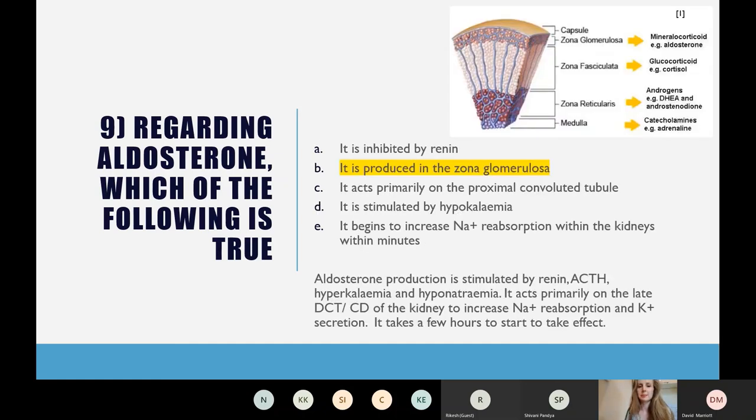So yeah, the correct answer is B. It is produced in the zona glomerulosa, and aldosterone production is actually stimulated by renin, ACTH, hyperkalemia and hyponatremia. It primarily acts in the late DCT and collecting ducts of the kidney to increase potassium secretion and sodium reabsorption, and it usually takes a few hours to start to have an effect, because it acts via intracellular receptors and increasing transcription of proteins, so that takes a little while.